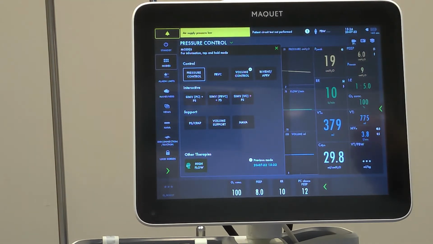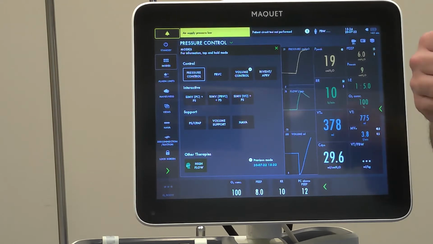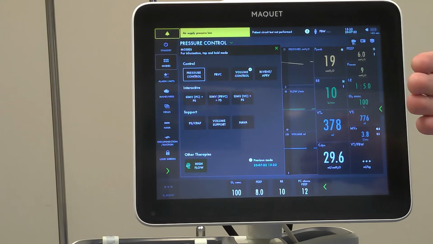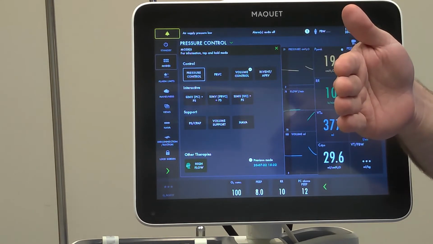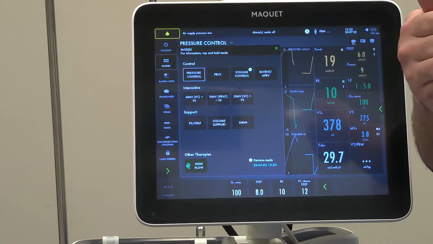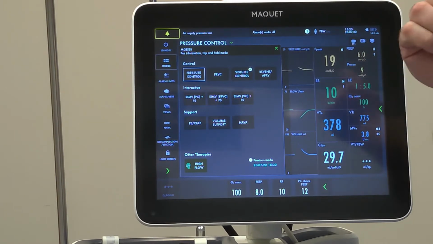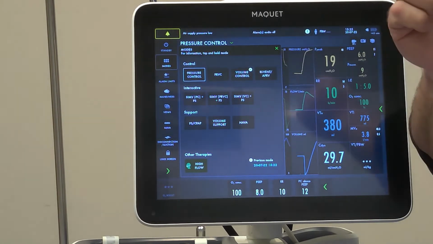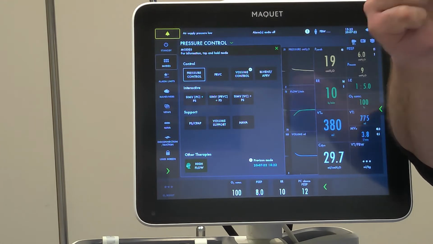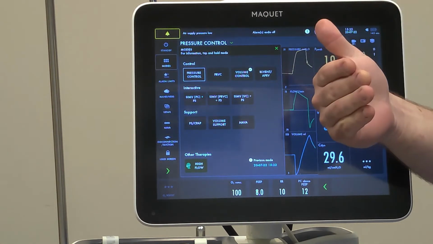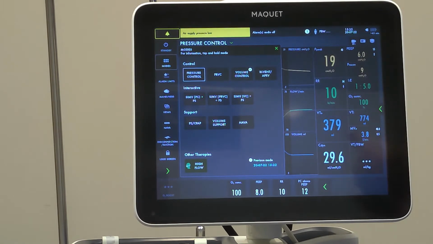With SIMV, we have a set rate that the patient is breathing, that set value, whether it be volume or pressure. However, any additional breath that the patient takes after that will be supported by a pressure support, and we'll set that value usually like a 10 or an 8. The patient will trigger the breath and get that support, but it will not be necessarily what is mandated on the mandatory breaths.